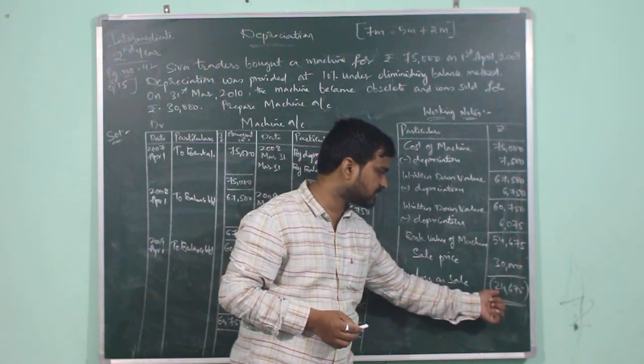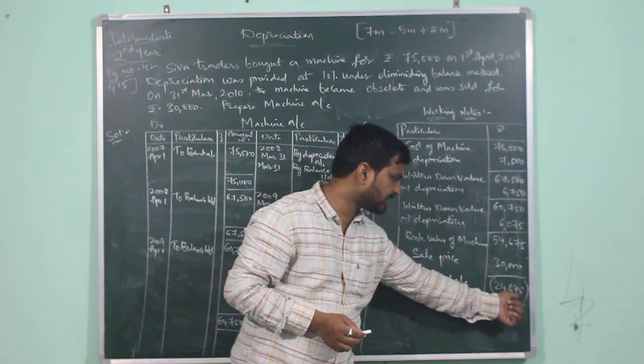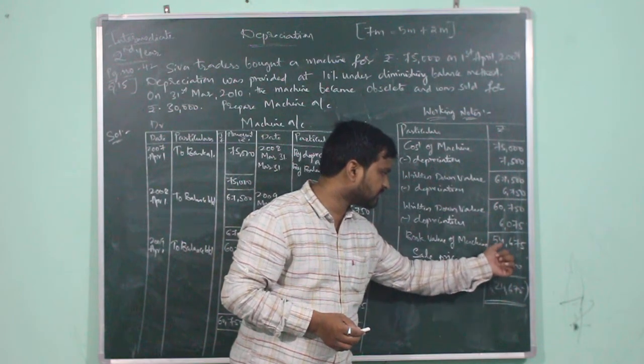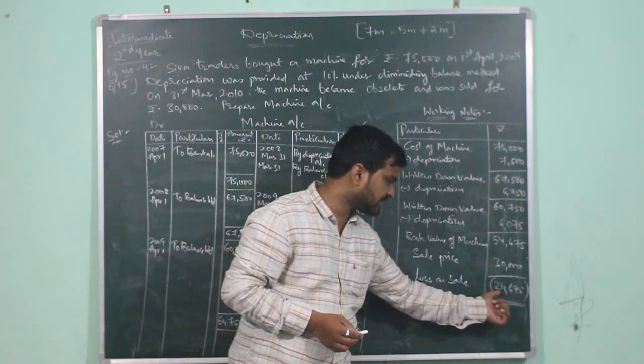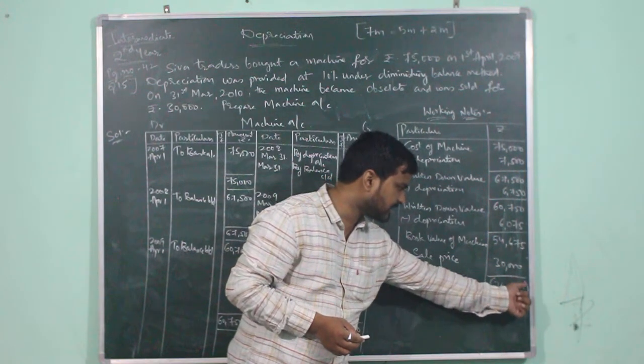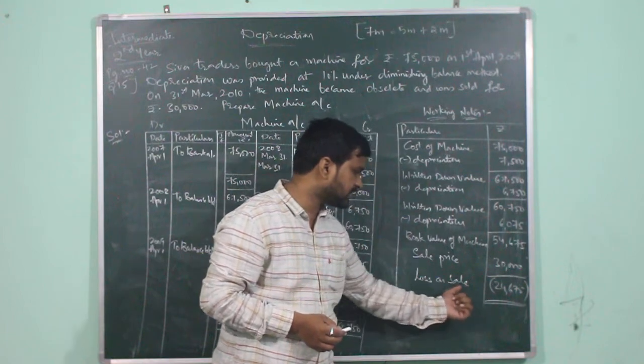So we are suffering a loss of 24,675. Subtracting 54,675 from 30,000, there will be a negative value of 24,675. So I have written it in brackets. It is loss on sale of machine.